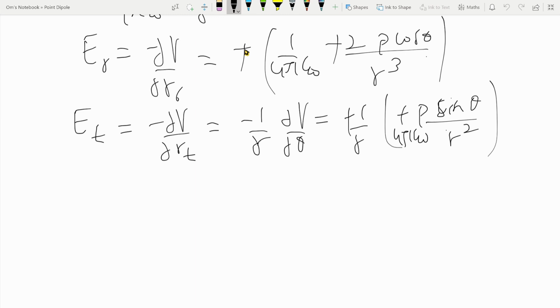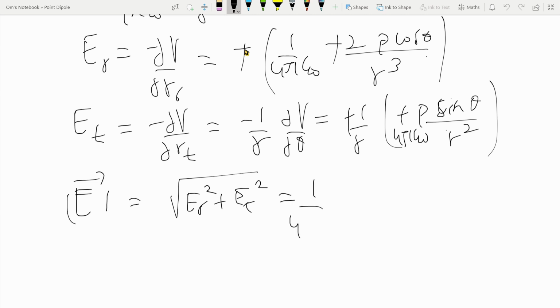And so what we have is, along the radial direction, the equation has 2p cos theta in the numerator, and on the other side we have p sine theta. So the magnitude of the net electric field would then be simply the root of the sum of the squares, because these are perpendicular components. So that would be equal to the root of E_r squared plus E_t squared, and then we can take the 1 by 4 pi epsilon naught and the r cube out of the equation because they are common to both the terms.